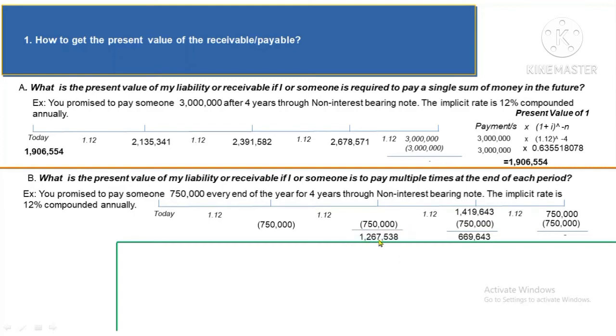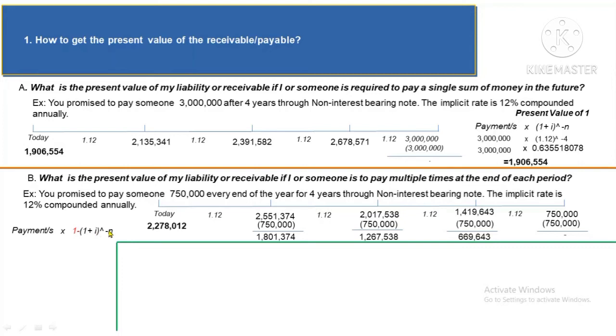1,267,538 plus 750,000, you will have 2,017,538. You divide that again by 1.12, then you're going to get 1,801,374 plus 750,000. We have 2,551,374. And lastly, you divide it by the last 1.12, then you're going to get 2,278,012. So your debt today is 2,278,012.